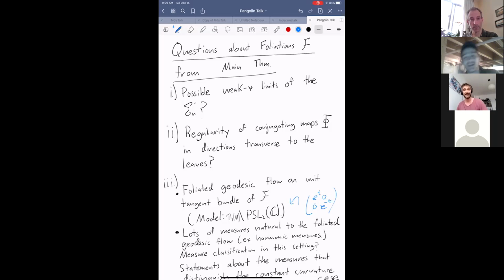Yeah, that's really interesting. I didn't really know about topological entropy for foliations, but I wonder if there is a relation. That would be interesting to look at. Okay, I don't expect an answer.